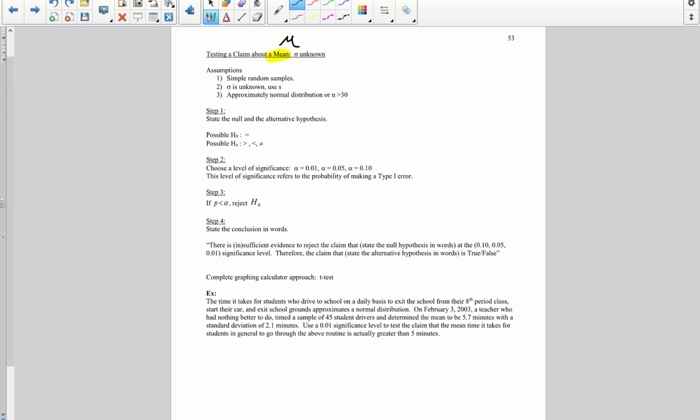So a mu instead of a p. All right? So the reality is that you're going to see a great deal of similarity, like it'll seem redundant. That's how much similarity there's going to be from one hypothesis test to another, but there will be slight differences here and there that distinguish one type from another.